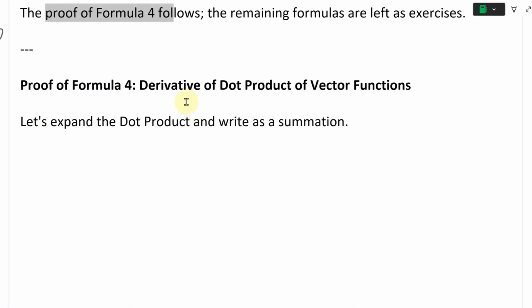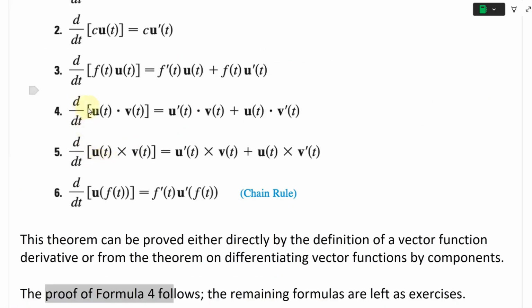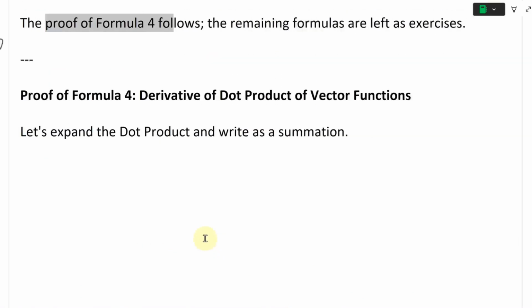Proof of the formula for the derivative of the dot product of vector functions. If you have a dot product of two vector functions, the derivative is equal to, just using the basic product rule but with the dot product, a normal product rule for that. So what we'll do now is expand the dot product and write it as a summation.